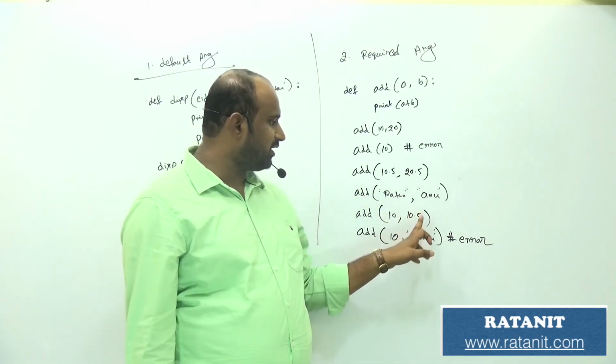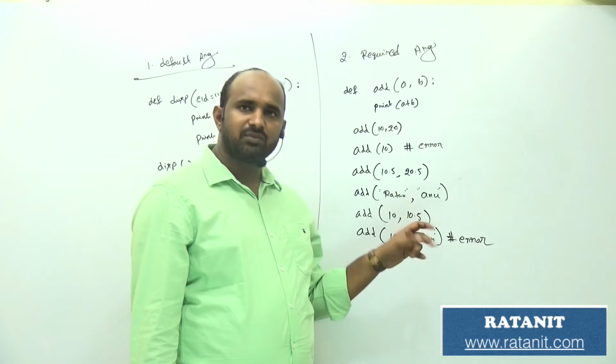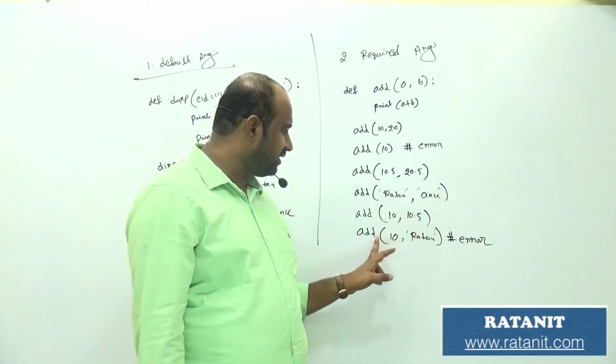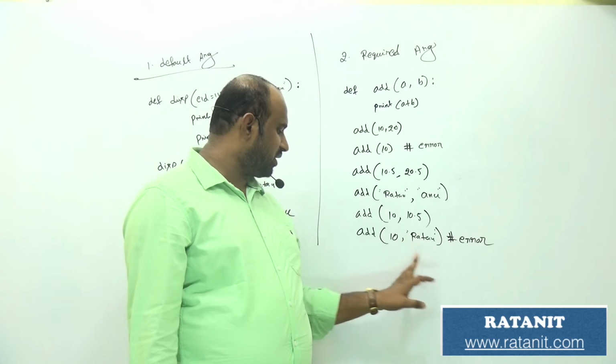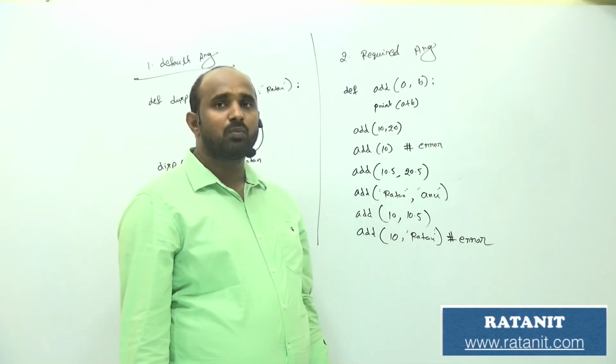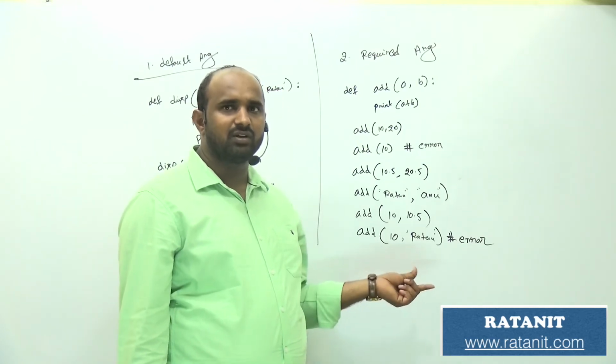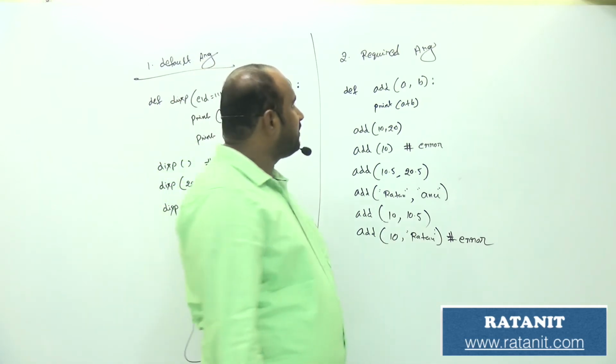Good. Here 10.5 is allowed because both come in which part? Number part. Here 10 comma Ratan, is it allowed or not allowed? Not allowed. In Python it is not possible to add two different types of data, right? Good. Can you please check both?